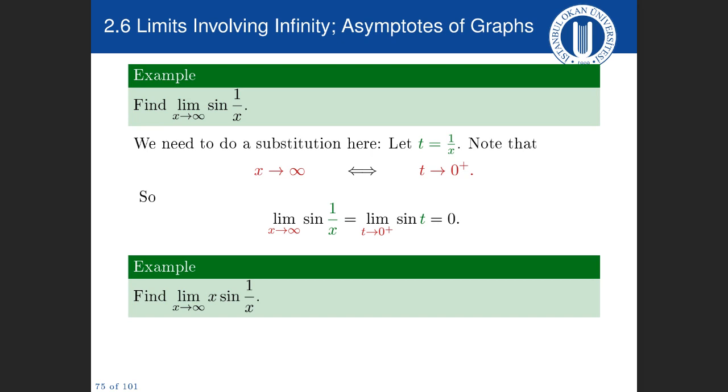Find the limit as x tends to infinity of x sine 1 over x. I'm going to do the same thing here. Again, I'm going to let t be 1 over x. Then the limit that I want to calculate is the same as the limit as t tends to 0 from the right. Instead of sine 1 over x, I have sine t. And instead of multiplied by x, I have divided by t. This is one we did earlier. The limit as t tends to 0 from the right of sine t divided by t is just 1.